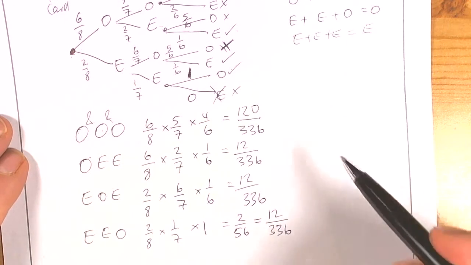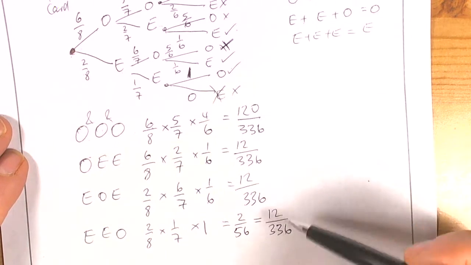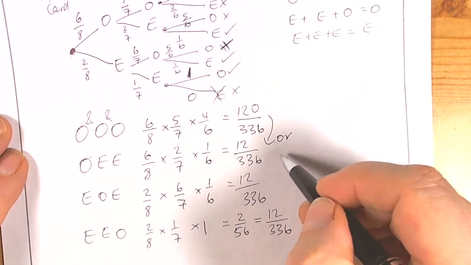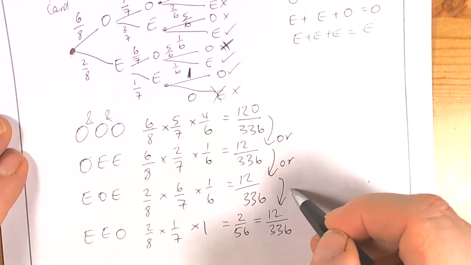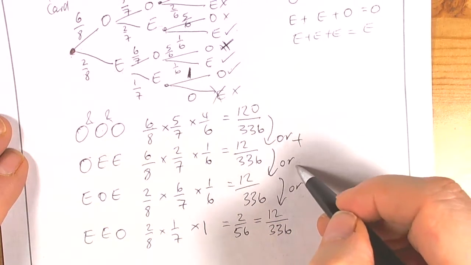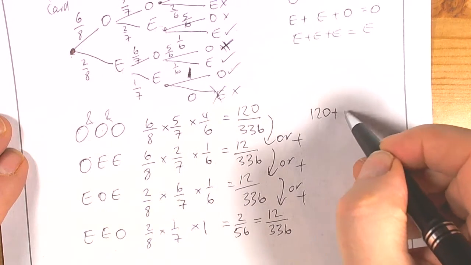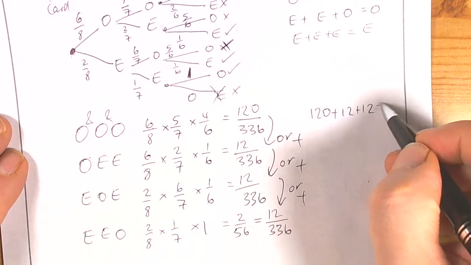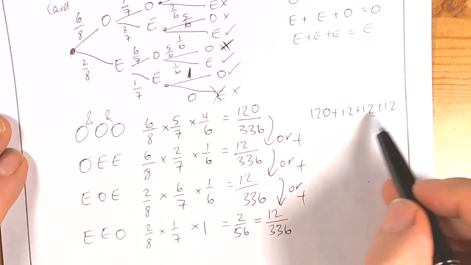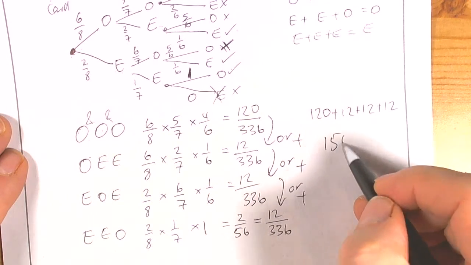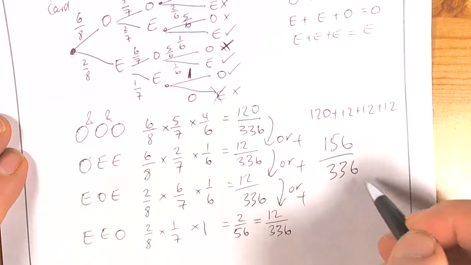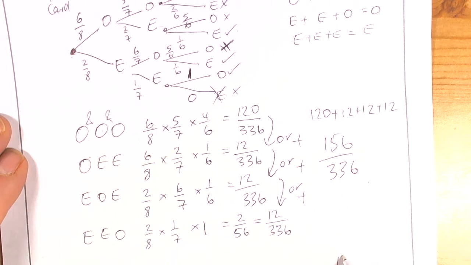Okay, so that gives us all of these possible things that work. So we can have this one, or this one, or this one, or this one. So or means that we're going to add those all up. So we've got 120 plus 12 plus 12 plus 12, 36, 156. So 156 out of 336. So our final answer here would be 156 out of 336.